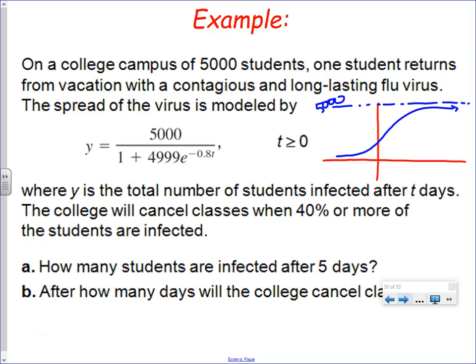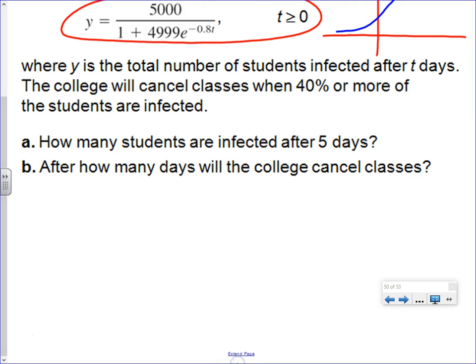You guys wrote down the equation, yeah? This is what you would do in homework, true? College campus virus. Write down the equation. And then they tell us y is the total number of students infected. College will cancel classes when 40% or more are infected. Maybe some important stuff to write down or summarize. Letter A says, how many students are infected after 5 days? Okay, in our equation, what stands for time? Bingo.